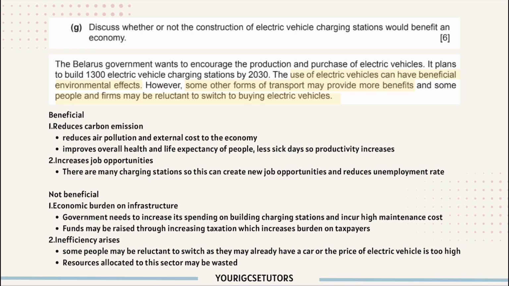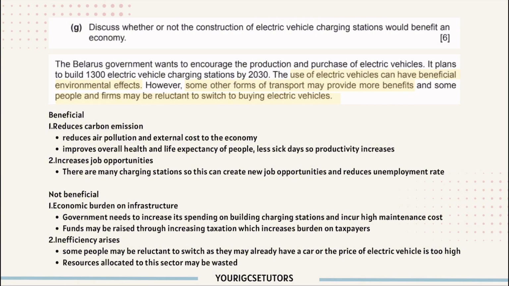Or another possibility can be this incurs opportunity costs. So maybe government may cut down expenditure on healthcare and allocate it to building more EV charging stations. Yeah, so these are something you can say. Second is that inefficiency arises. Some people may be reluctant to switch. So here we use the one given in the article, as they may already have a car or the price of electric vehicle is too high. So resources allocated to this sector may be wasted.